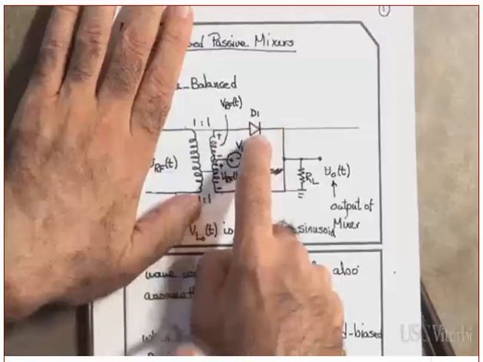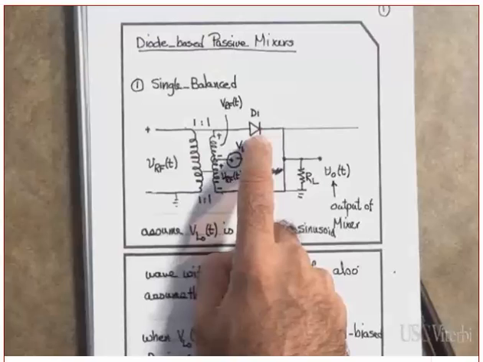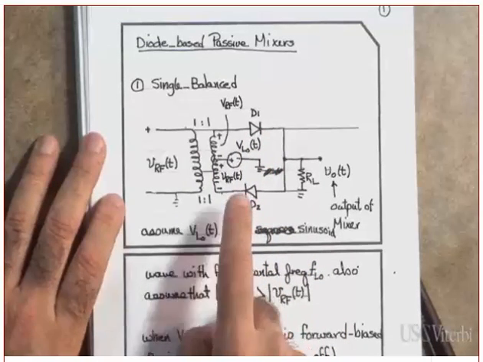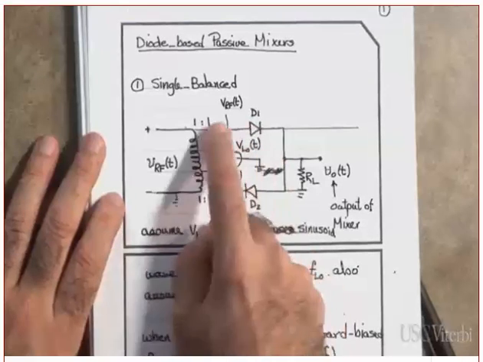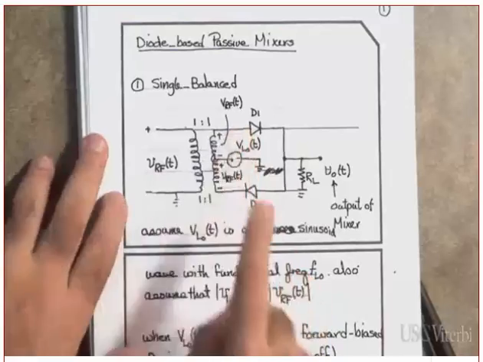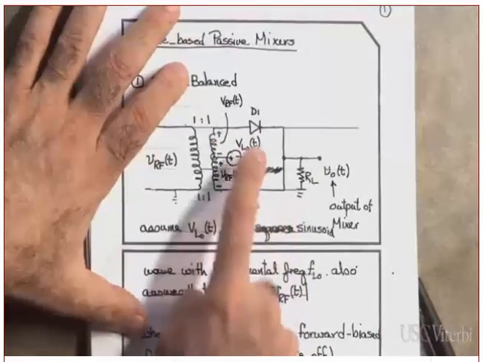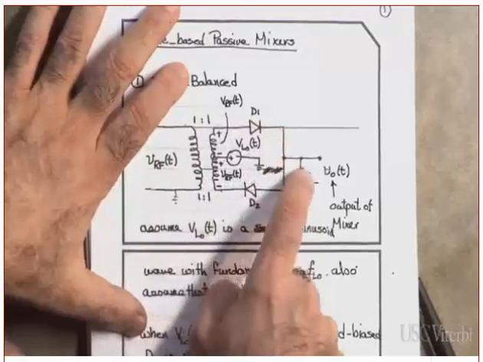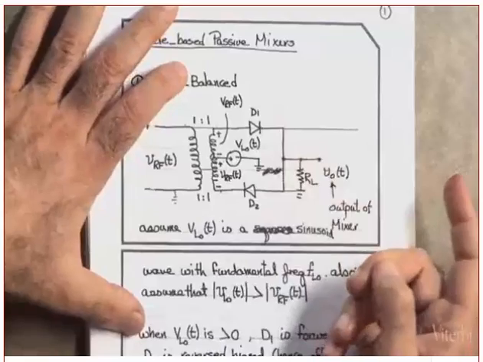When this one is positive, will this one be on? Why will it be on? Because it's forward biased. This one, on the other hand, will be off. The second half, can you tell me about this? Off. Now, the current, this is the load, by the way. This is the load. The current that goes into RL is either in this direction or in that direction. Did you get my point or not?